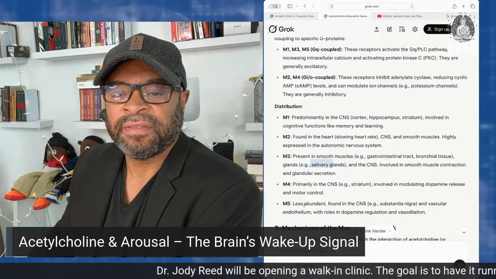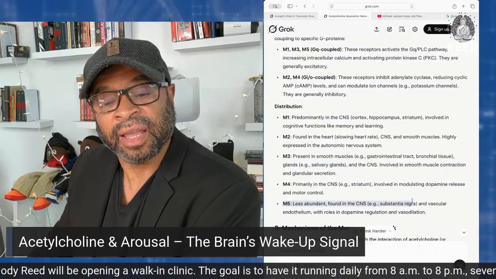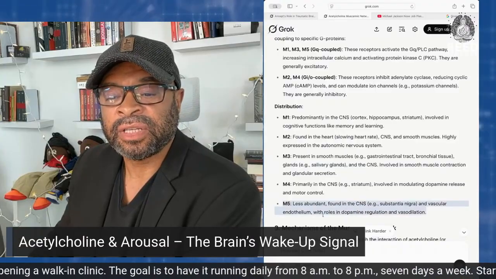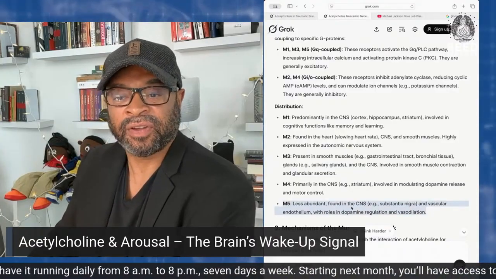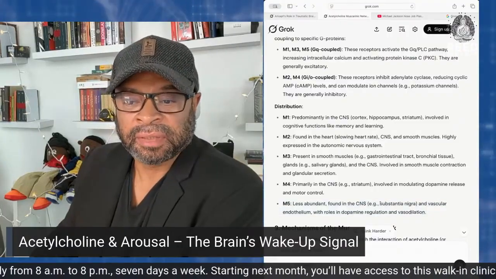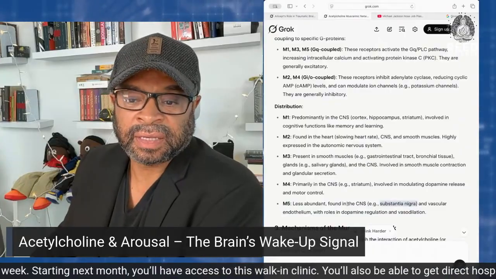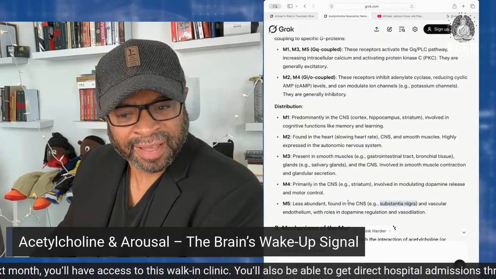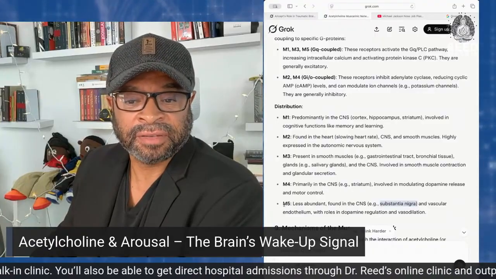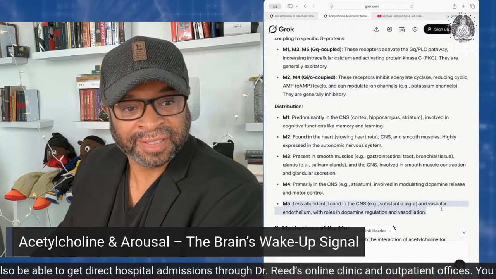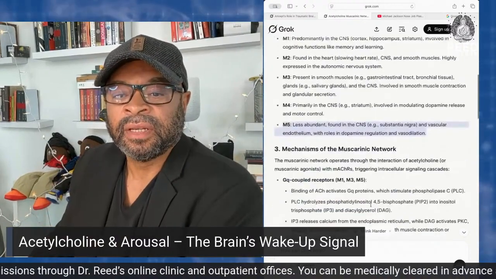Okay, then we have M5. It's less abundant. It's found in the CNS, substantia nigra, and vascular endothelium, and plays a role in dopamine regulation and vasodilation. I guess this M5 is very important, particularly in the substantia nigra. This is where Parkinson's dementia, this is where the pathology is at. So when using Aricept for the cognitive benefits, I can see this is why. It's through the M5 receptor.